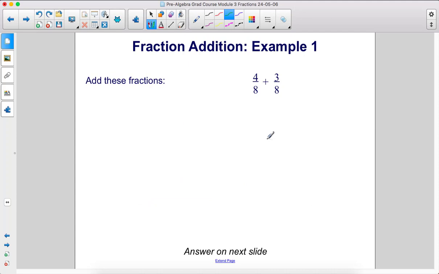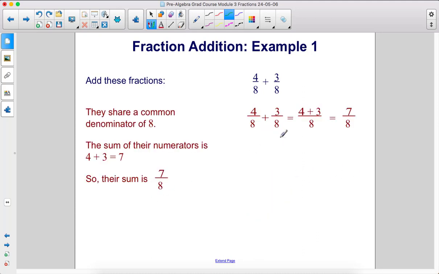Add these fractions. All right, 4 over 8 plus 3 over 8. Well, that's 4 plus 3 over 8. 4 plus 3 is 7 over 8. There's your answer, 7/8. Once again, these two fractions share a common denominator of 8. Therefore, we just add up their numerators. 4 plus 3 is 7, and the answer is 7 over 8.